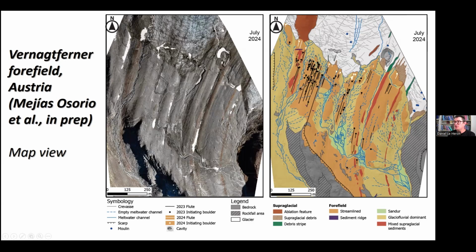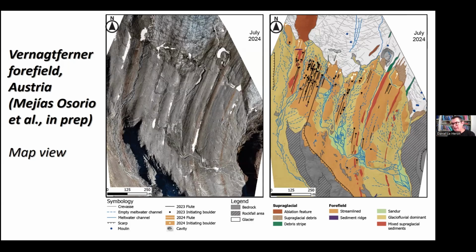Okay, so just to point out a couple of things, on the right hand side on the interpretation here, we've got flutes that are marked. These are features that form behind boulders. Okay, I'll explain to you in a minute how they form, or how they're thought to form, as a basis for the rest of the talk. You can also see that there are larger linear features here in orange, which are referred to in the legend as streamlined features. There's no particular word attached to them, but just streamlined features.